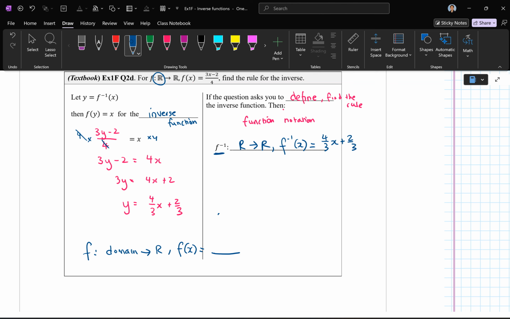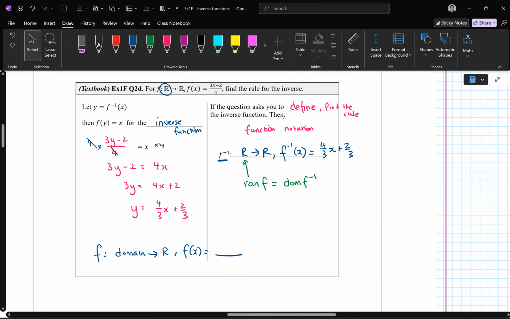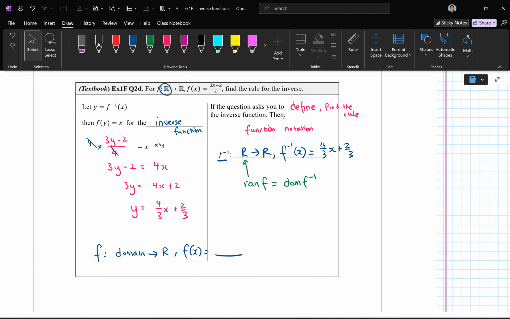Okay, I'm just going to put a note here so you remember this is actually the range of f equals the domain of the inverse. And because I know it's a straight line equation, the domain is R, so then the range has to be R as well. Okay? So far, so good? All right, that's exercise 1F for the first part of the skill. First part is just being able to rearrange and find the inverse function. Let's now go to the next part of the exercise.